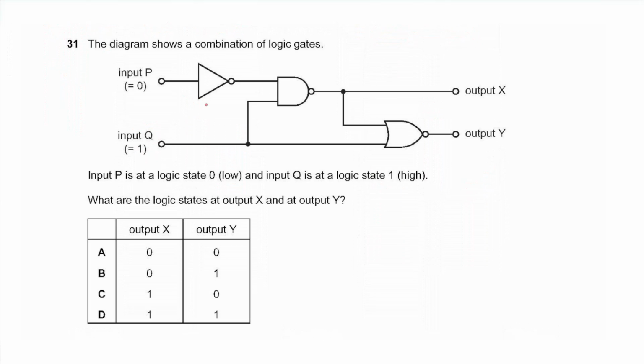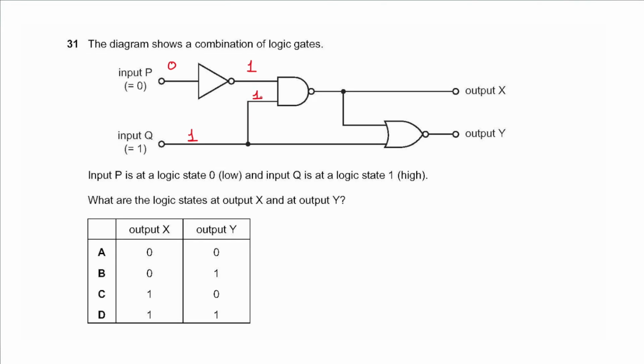Question 31 is about logic gates, so you can skip this question for the new syllabus. It says the diagram shows a combination of logic gates. Input P is at a logic state 0 and input Q is at a logic state 1. What are the logic states at the output X and output Y? So we go through the circuit. If the input P is at 0, the NOT gate will convert it to 1. And for input Q, that is 1.